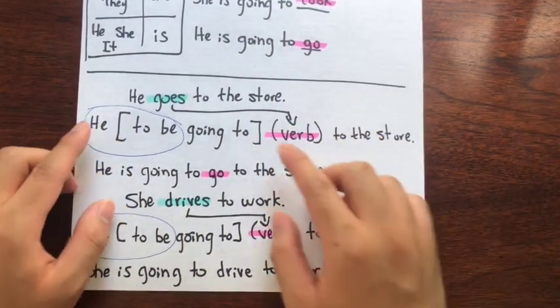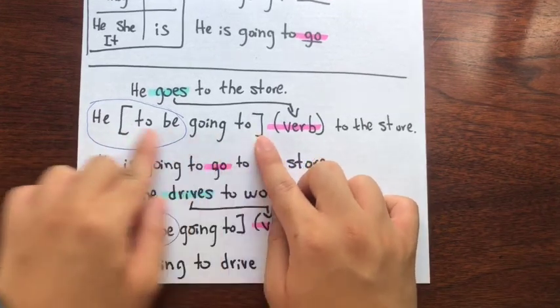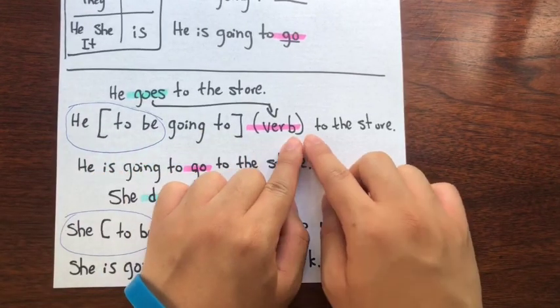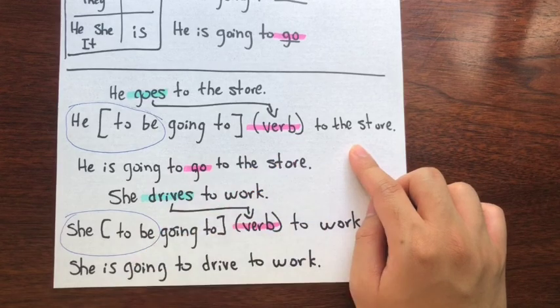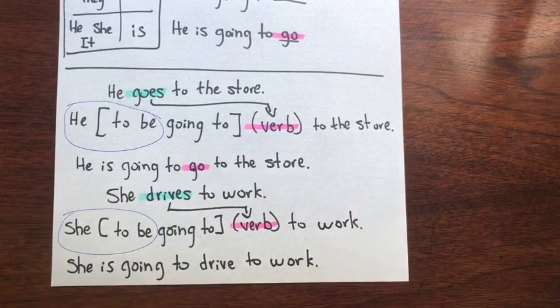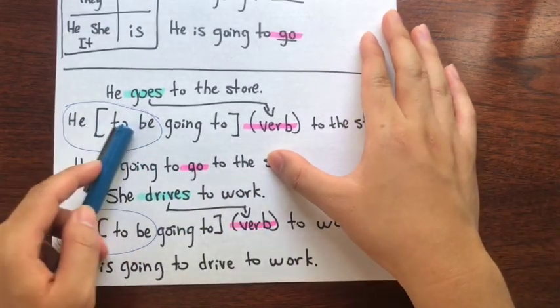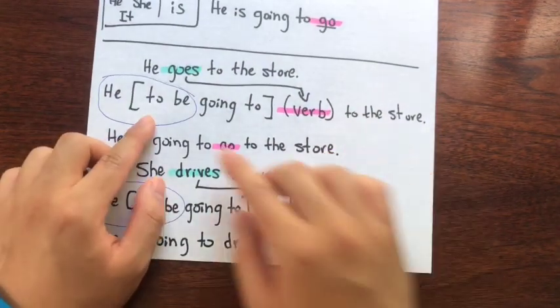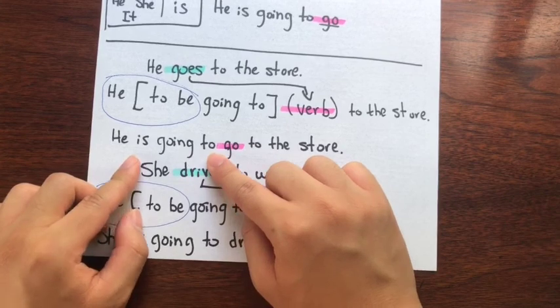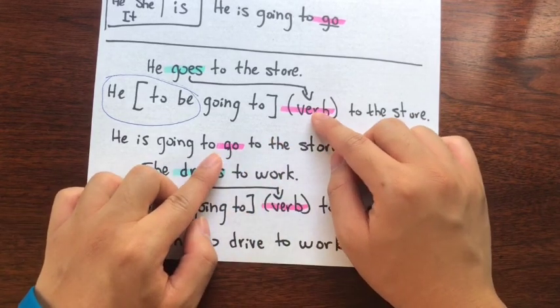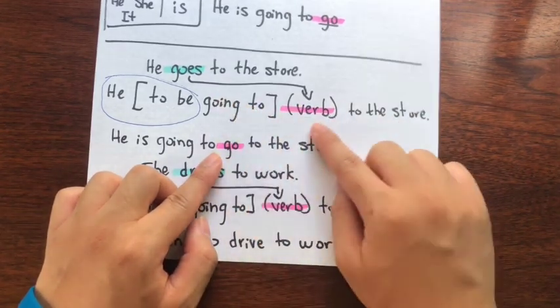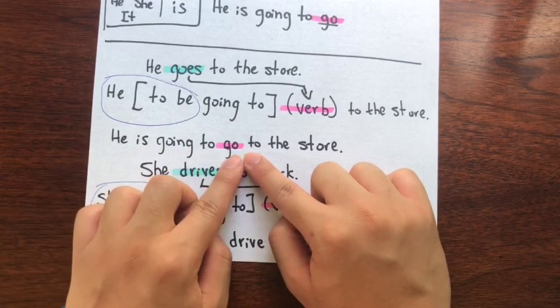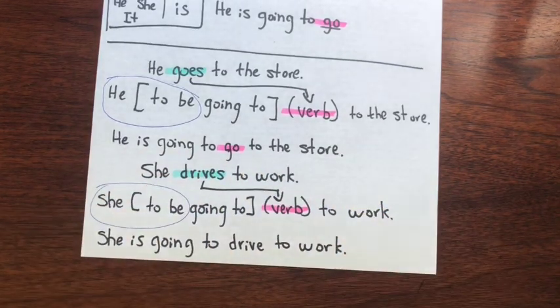So we do he, to be going to, the verb, and then the rest of the sentence here. So he, to be, he with to be, we say he is going to, and then we can say the verb. The verb is go. He is going to go to the store.